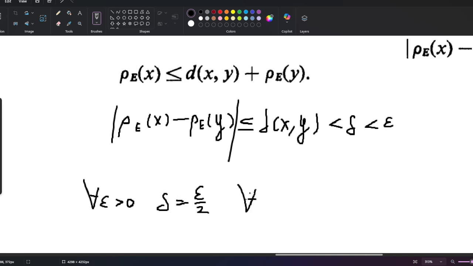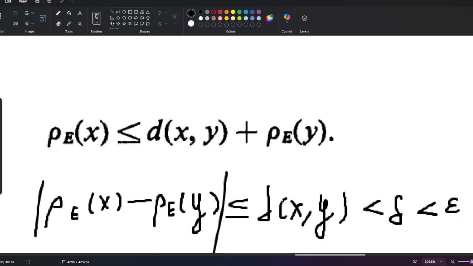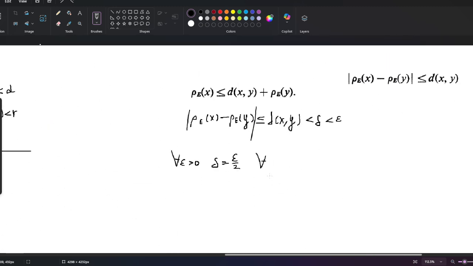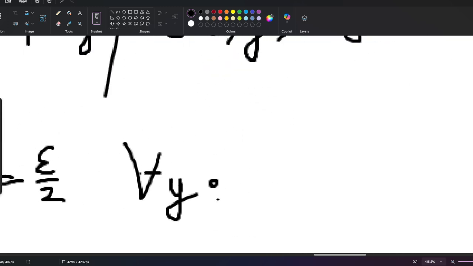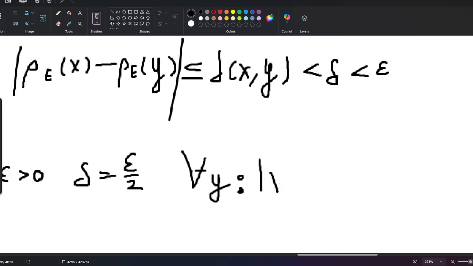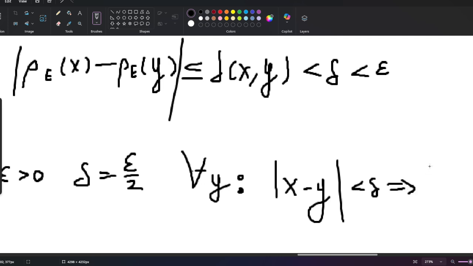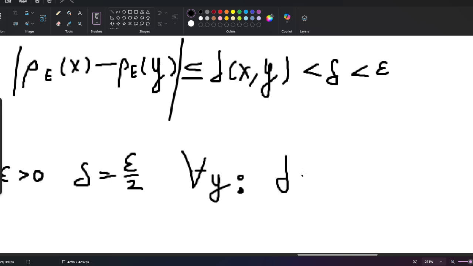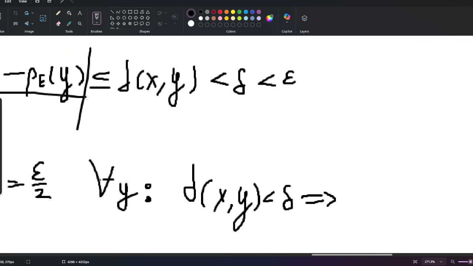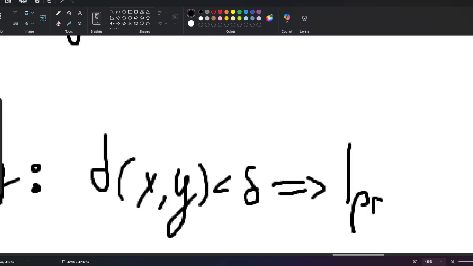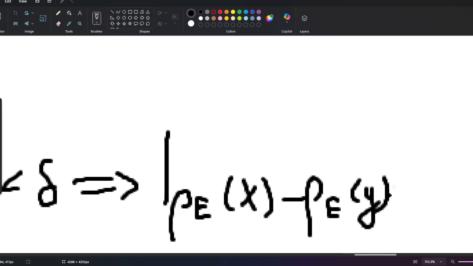So for every x and y, I'm being stupid. For every y such that the distance between x and y, actually we're working with a real function, I can use the absolute value here. x minus y is less than delta implies that, wait, no, I'm being stupid, actually. d of x y is less than delta implies that this thing is less than delta, and then it's going to be less than epsilon, so rho f of x minus rho f of y is less than epsilon.